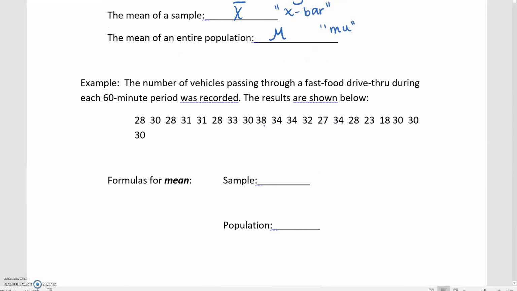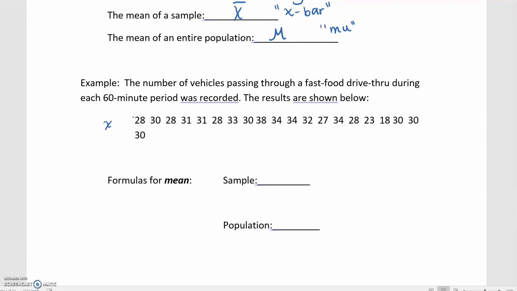So we're going to do an example, and we'll also learn how to do this on our calculator. It says the number of vehicles passing through a fast food drive-through during each 60-minute period was recorded. The results are shown below. So every hour they just recorded how many people went through the drive-through. That's what we're going to find the mean for. These data values are our x's. Those are what each data value is.